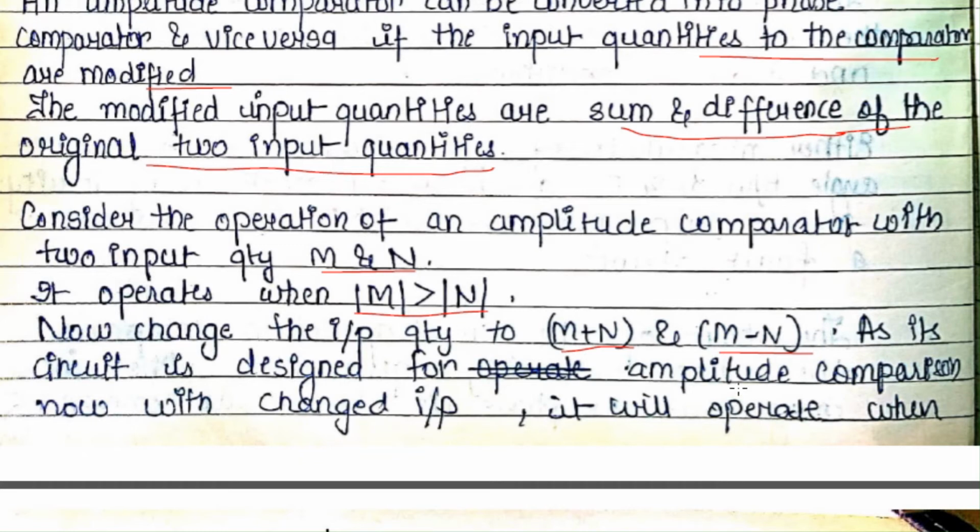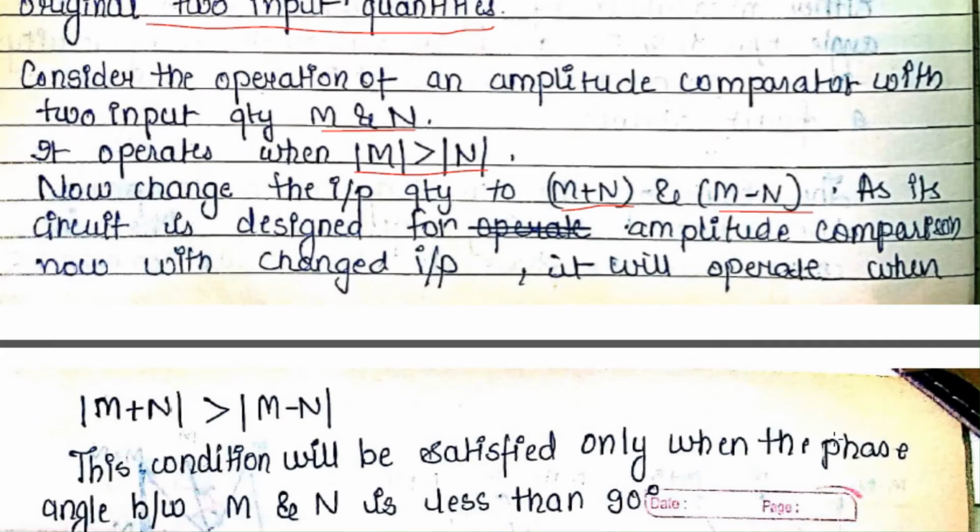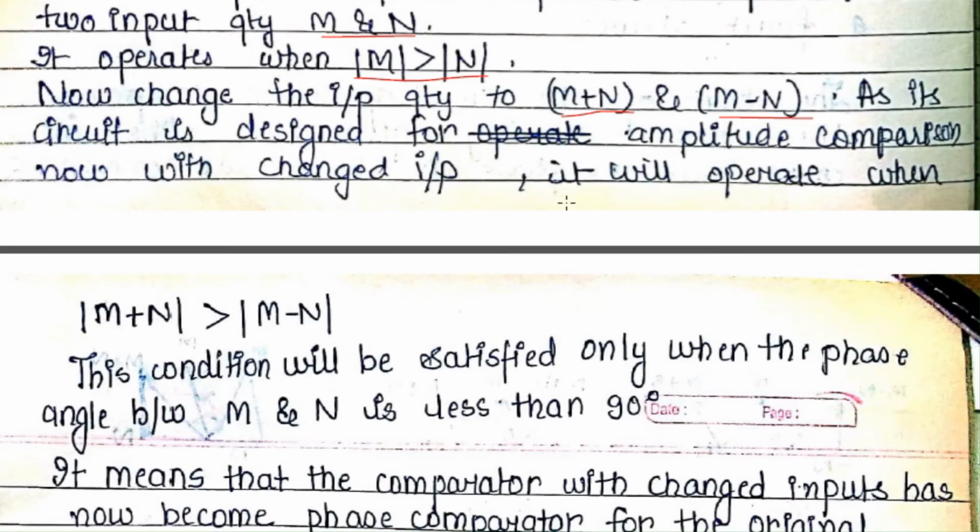and now the amplitude comparator will work like a phase comparator. As its circuit is designed for amplitude comparator, now with changed input it will operate when, since it is an amplitude comparator, it must operate when m plus n is greater than m minus n. But this condition will be occurring only when the phase angle between m and n is less than 90 degree, and which is the operating principle of a phase comparator.